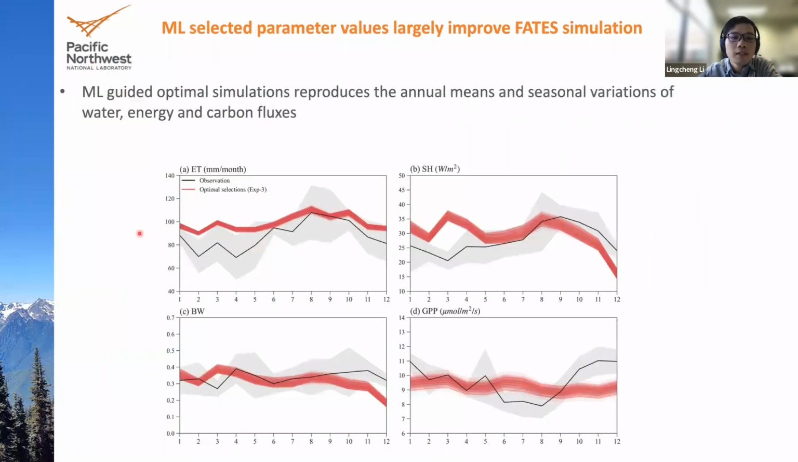And then these are the selected optimal cases. You can see that the red color is the seasonal cycles of the ELM-FATES simulations using the parameters from the machine learning selection, and the black color is for the observations. So generally, it captures the seasonal cycles, but you still have some differences. But generally, it captures that.